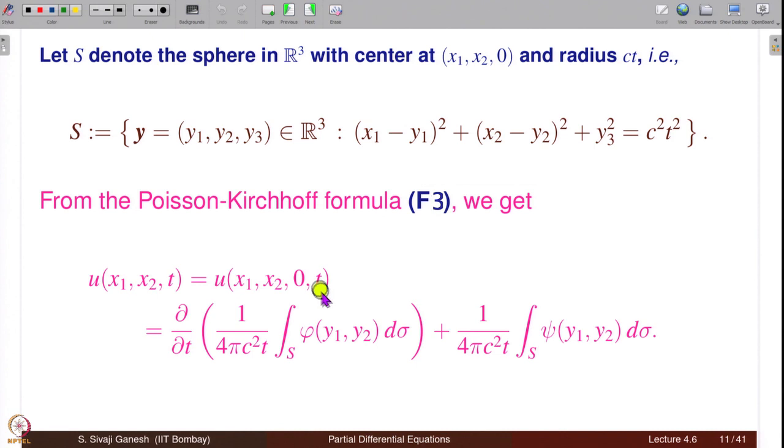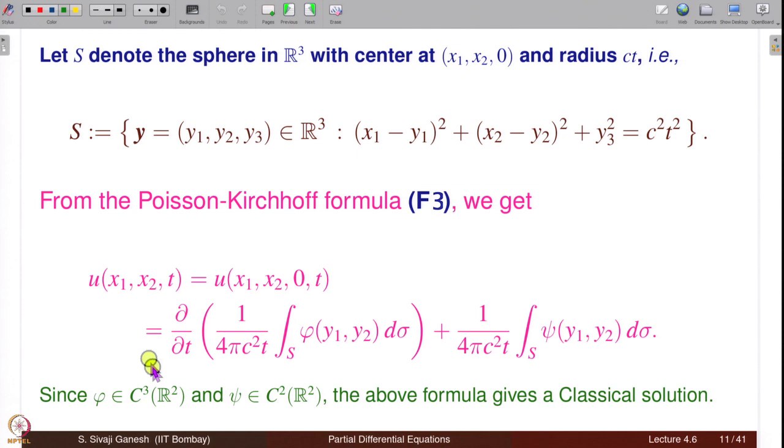We are taking x3 equal to 0 because the solution does not depend on the x3 variable. So, therefore, I can take x3 equal to any point; that is why I have taken 0, for convenience to compute these quantities, and let us call that a function of x1, x2, t. Now, since phi is C3 of R2 and psi is C2 of R2, this formula gives a classical solution to the Cauchy problem in 3D.